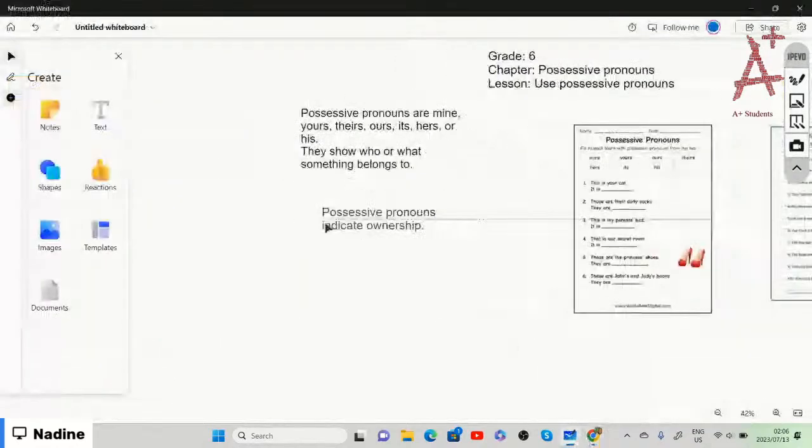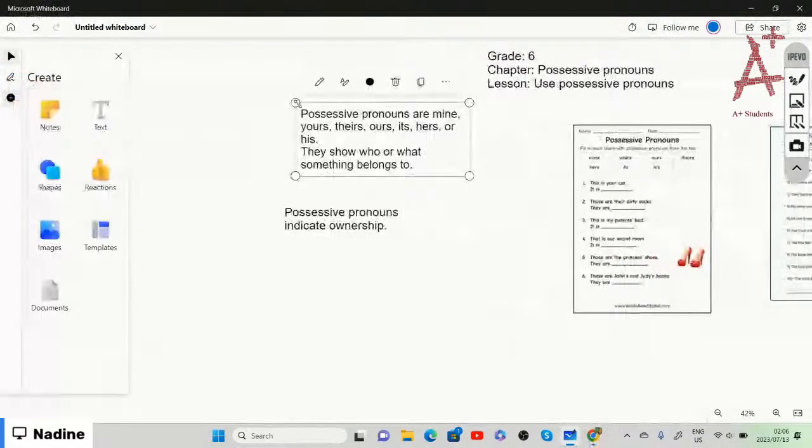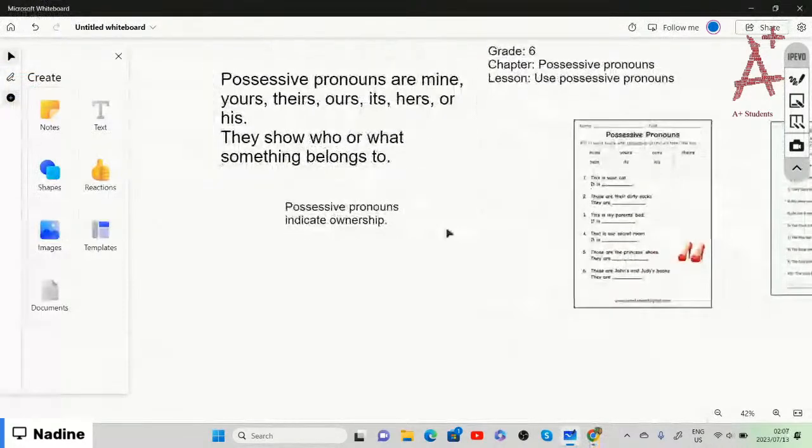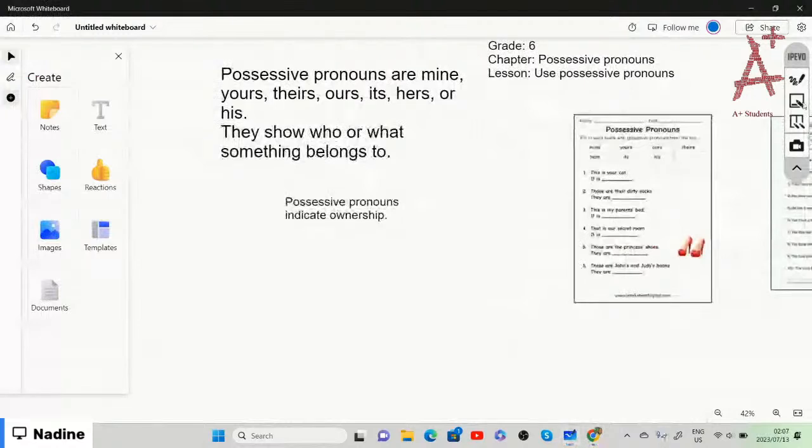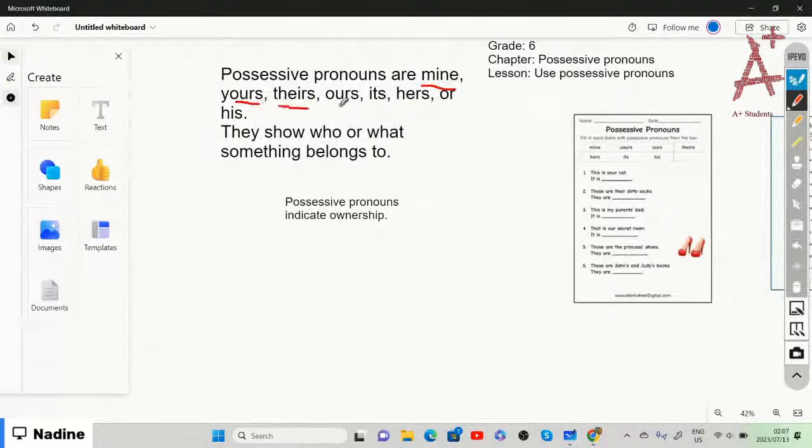Possessive pronouns are words like mine, yours, theirs, ours, its, hers, or his. So those are possessive pronouns. Possessive pronouns show who or what something belongs to.